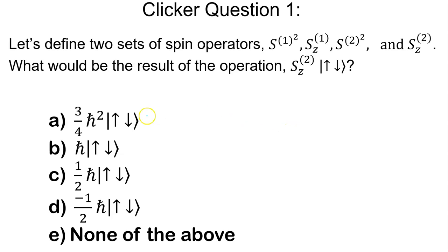Here I want you guys to think about what would be the result of the operation SZ2. Again, that's the SZ operator acting on particle 2, on our ket over here, spin up, spin down. So go ahead and pause this and think about this for a second, and we'll talk about it.